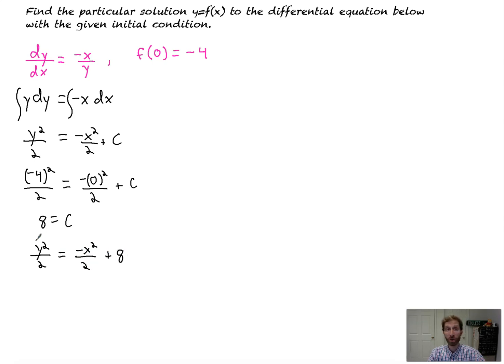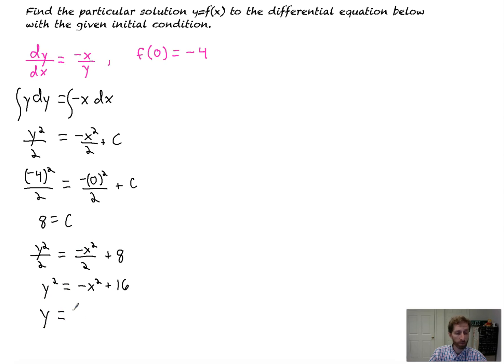Now we solve. We're going to solve for y. How do we know that we need to do that? Because we're told get y equal to f of x. I'm going to multiply both sides by 2. That's going to be y squared is equal to, the 2's are going to cancel here, minus x squared plus 16. Again, that's multiplying both sides of the equation by 2. Now I've got to isolate this. I'm going to take a square root.